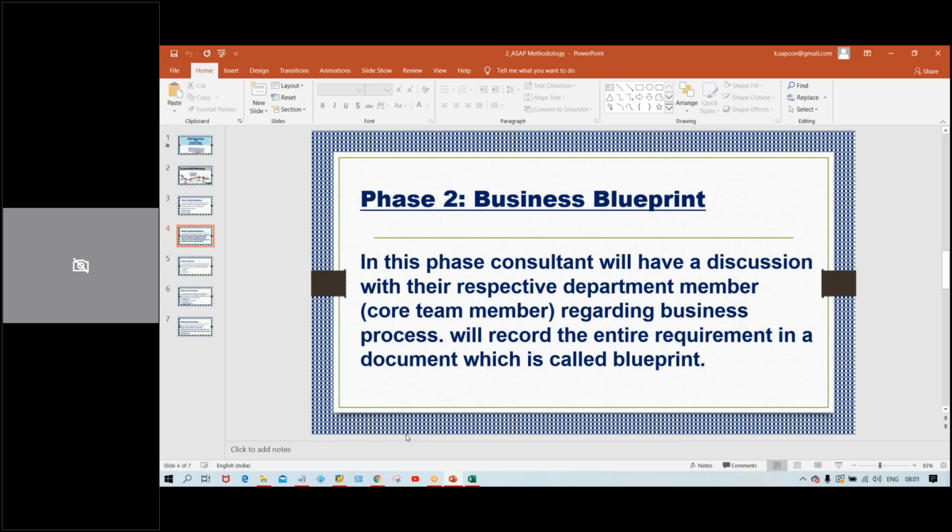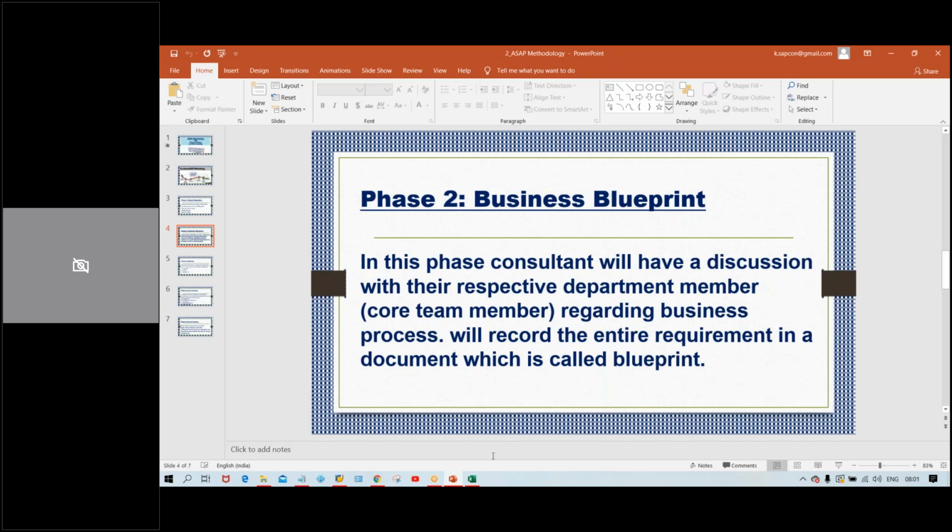Once we prepare this blueprint, then what is happening, guys? It doesn't mean that we are going to proceed further. We are going to move to the third phase and all. First of all, we need approval. We need approval for this blueprint. We have to present this blueprint in front of the client, saying that now you just have a look and say whether you agree or not, right?